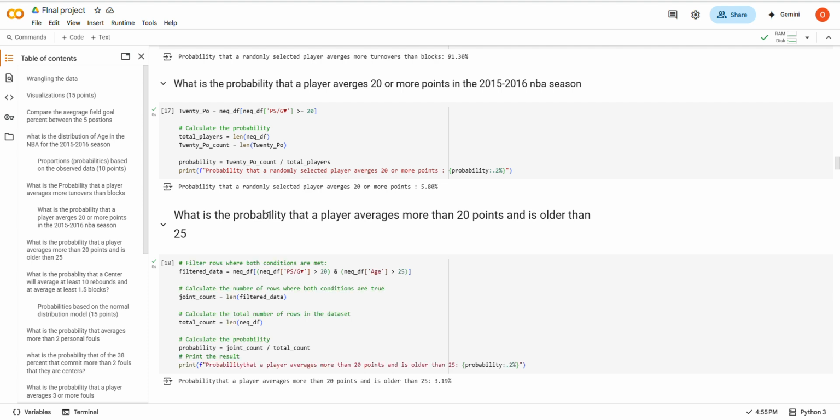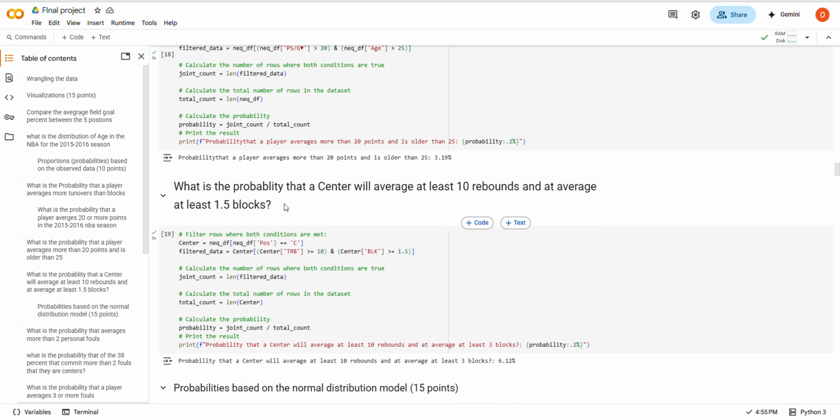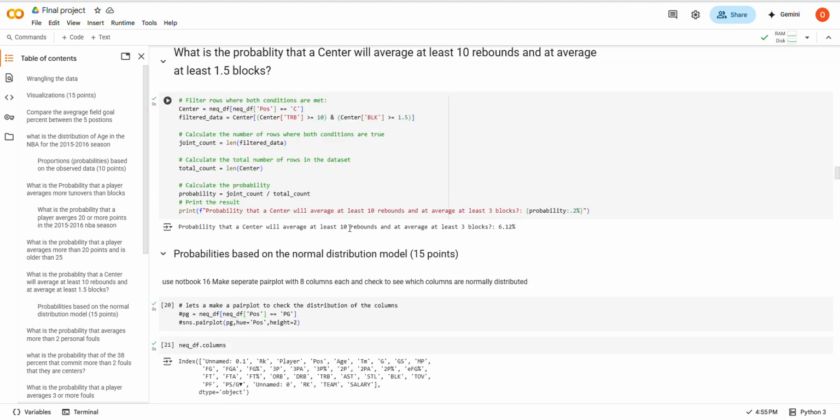What is the probability that a player averages more than 20 points and is older than 25? So with this one, we're including an and condition as well, so we're accounting for two things. It's the same process, we're just going to filter the data. Once we got that filtered data, we just get the length of that data and then the total length of the whole data set, and then it's the same process as the other two above. And then the last question we posed was, what is the probability that a center will average at least 10 rebounds and average at least 1.5 blocks? And it was the same steps as above.